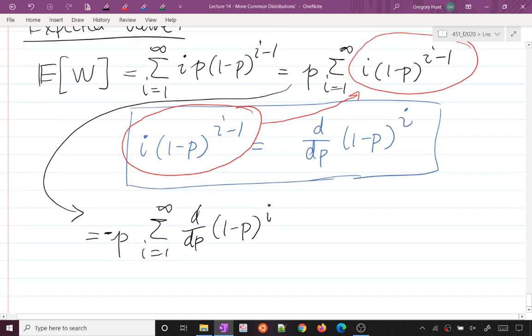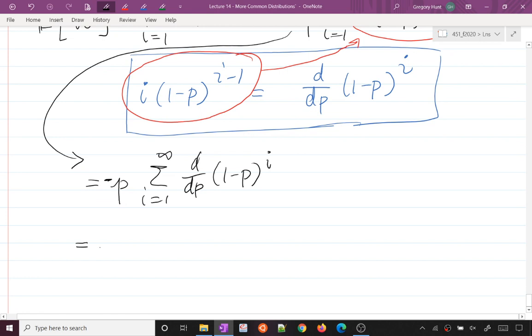Where does that get me? What it does is that if I'm allowed to interchange my summation and my differentiation, and you have to think back to Calc 2 under what circumstances I'm allowed to do that. In this case, it's a well-defined function, so I'm allowed to do this. If I can interchange those, I'm going to pull out my d/dp, and then this is the sum, i goes 1 to infinity, of (1 minus p) to the i.